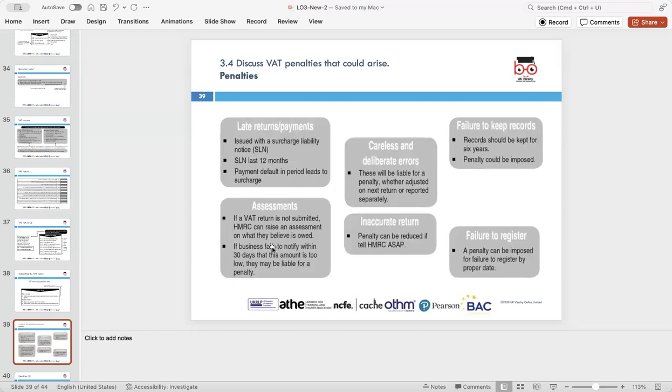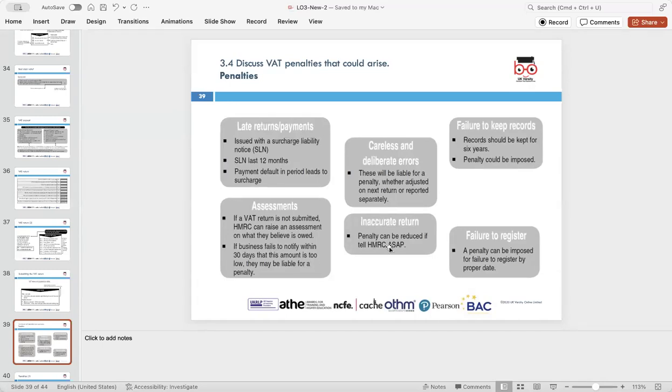Then record keeping. Businesses are required to maintain accurate records for 6 years. Failure to do so, or committing careless or deliberate errors, can result in penalties, whether these errors are rectified on subsequent returns or reported separately.